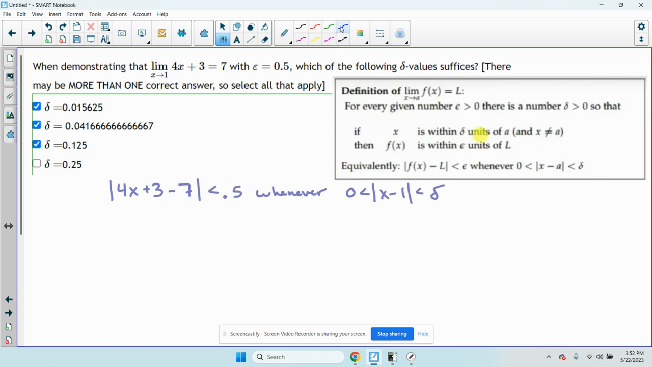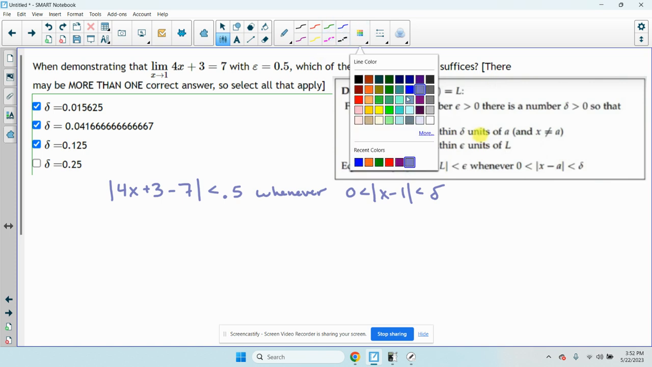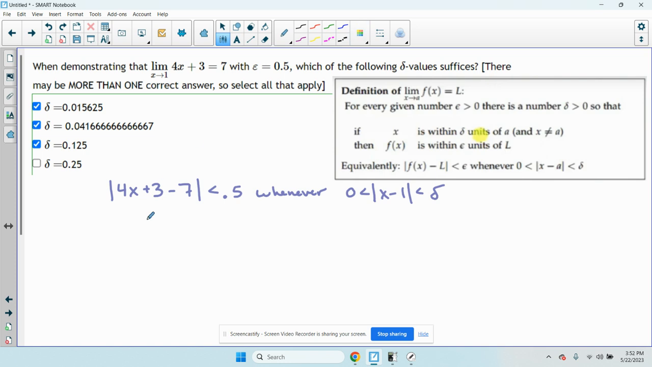So now these usually are all done the exact same way. The left side is going to be simplified relatively easily. This is going to be the absolute value of 4x minus 4 less than 0.5. I'm trying to get this thing to look like this, so I can factor a 4 out. So I have 4 times the absolute value of x minus 1 less than 0.5. And if I divide both sides by 4, I get the absolute value of x minus 1 is less than, what is that, 0.125?